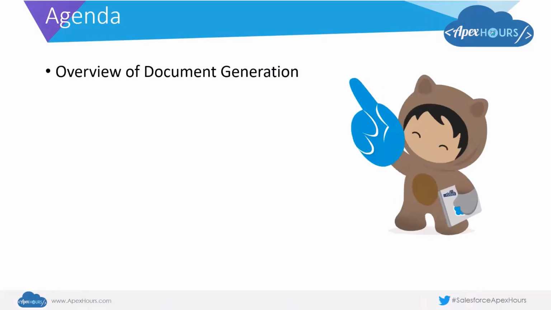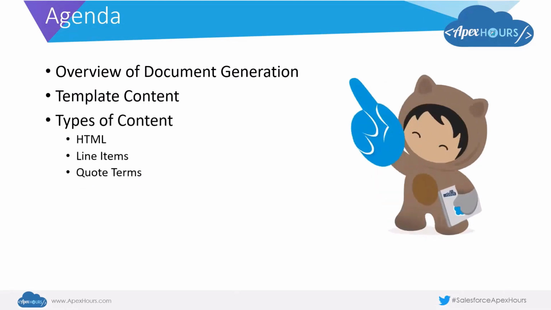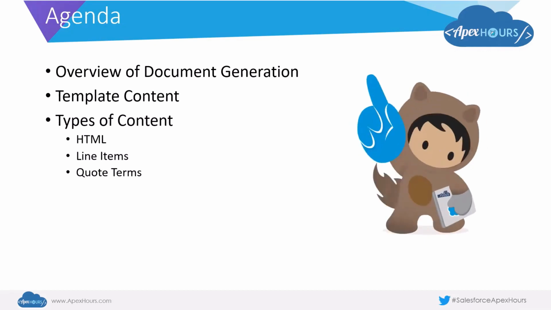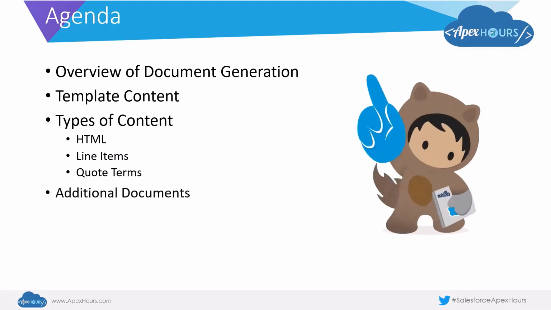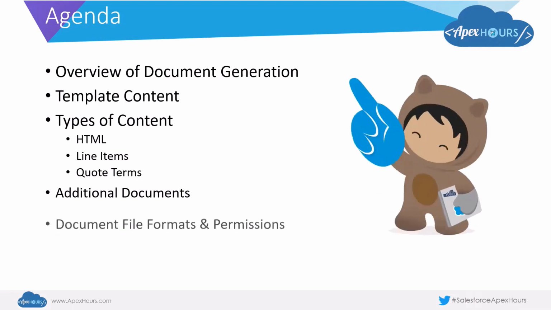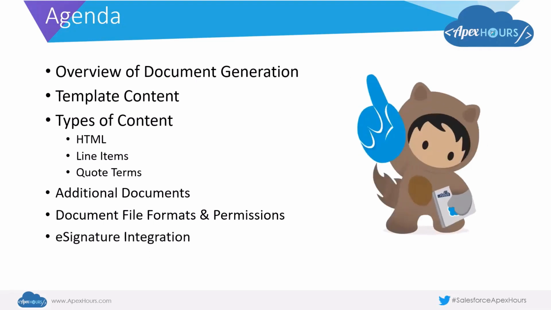We would look at an overview of document generation. We would look at what template contents are and how we create them. We would look at the types of content. I've listed the three mostly used types of content here: the HTML, line items, and quote terms. We will take a look at how we embed additional documentation, document file formats and permissions, and finally, we will touch upon e-signature integration.